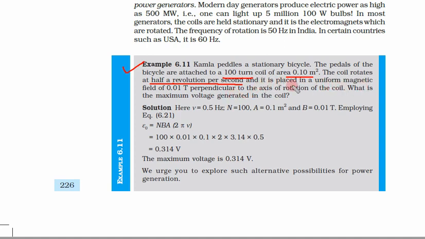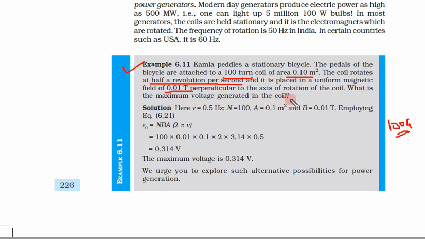And it is placed in a uniform magnetic field of 0.01 Tesla. So magnetic field is 0.01 Tesla, that means 100 Gauss. If you remember Tesla in Gauss conversion, it is 100 Gauss. So 100 Gauss is typical magnetic field associated with the bar magnet. So this coil is rotating perpendicular to the axis of rotation of coil.